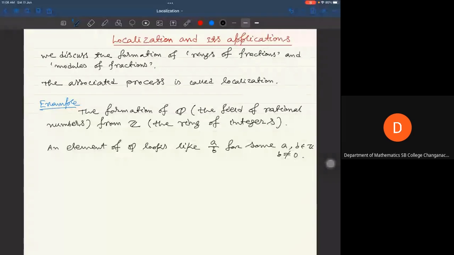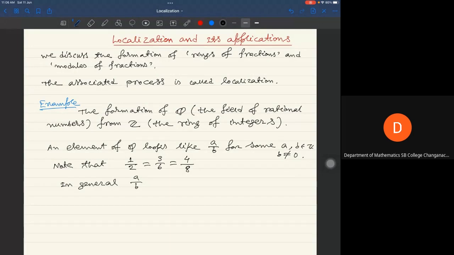Now you note that though it is simple, we should note it to understand this notion better. You can write 1 by 2 in many ways. For example, it is the same as 3 by 6, and the same as 4 by 8. So what is this number then? In general, if we consider two rational numbers a by b and c by d, they are the same if and only if ad equals bc.